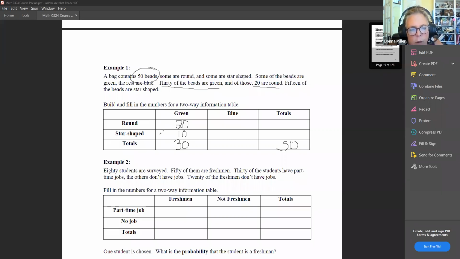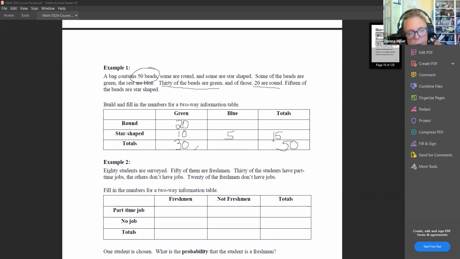So I'm going to go to the star shape. Now I know that that's a total, right? So if there's 15 that are star shaped, that means 10 plus what is 15? That better be a 5. Okay. Now, once I start filling out this table, everything has to add to the totals.